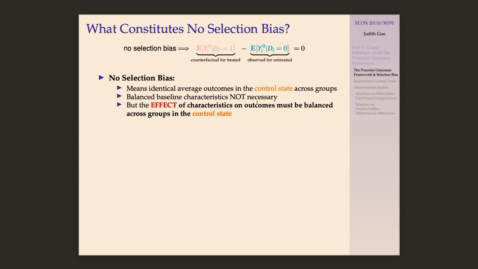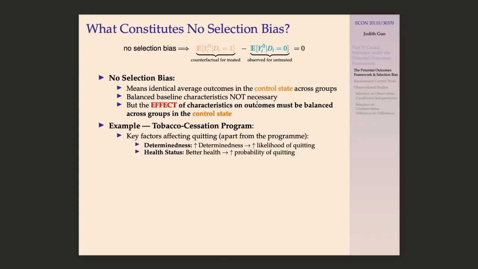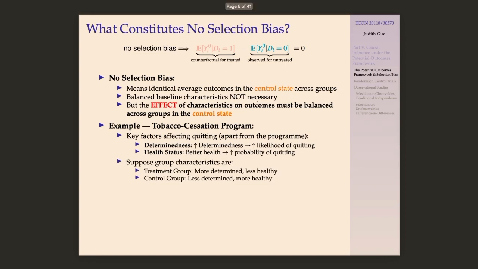So coming back to the tobacco cessation program example, suppose for simplicity, apart from the program itself, there are only two determinants of quitting. One is how determined you are, and one is your health status. The more determined you are, the more likely you'll quit. The more healthy you are, the more likely you'll quit as well, because maybe you're just more health conscious. So suppose that the group characteristics are as follows. The treatment group are more determined, but they are less healthy.